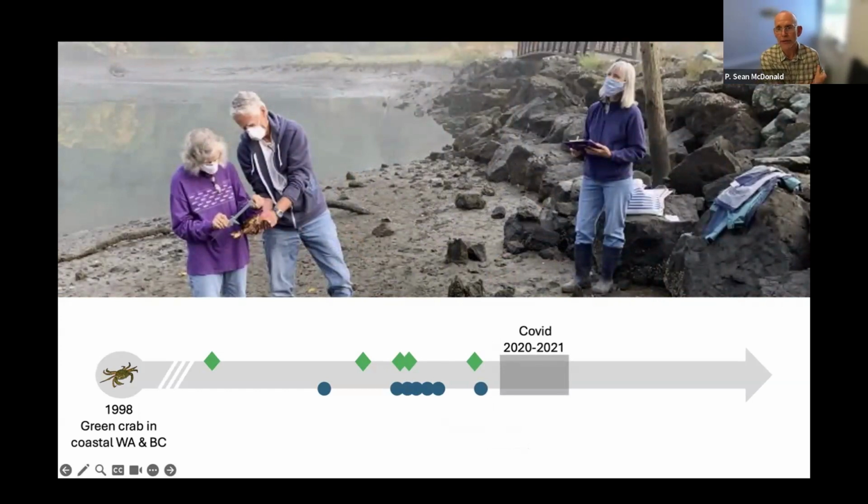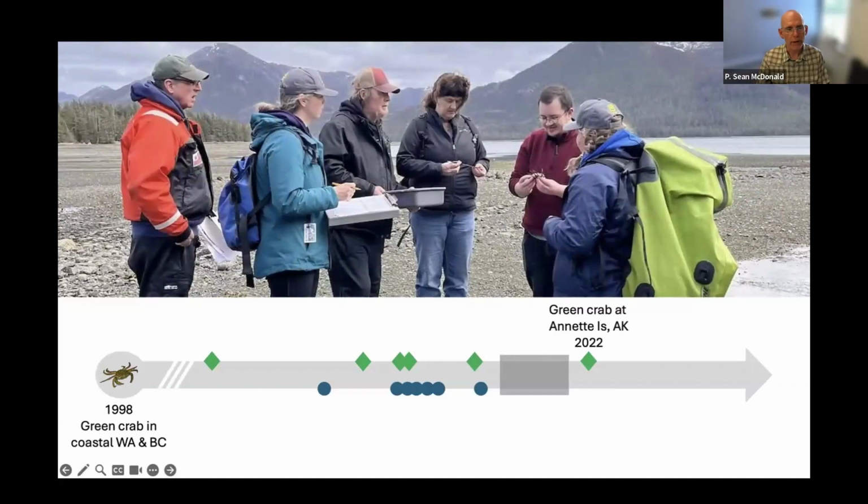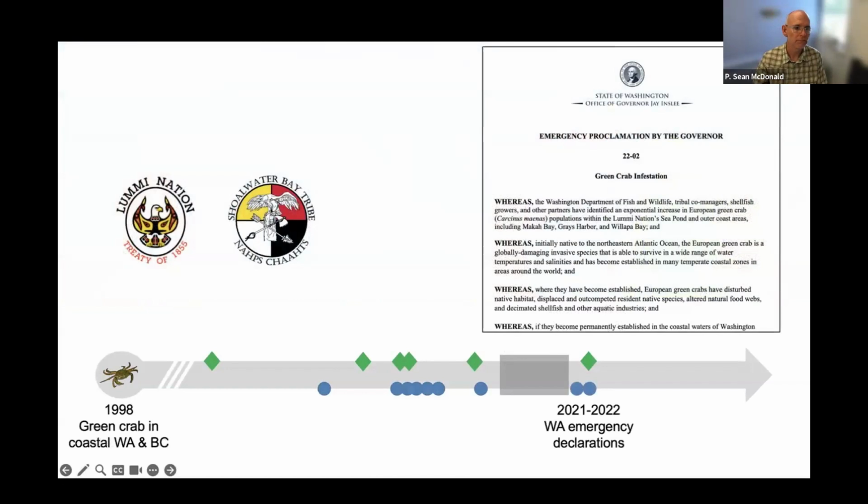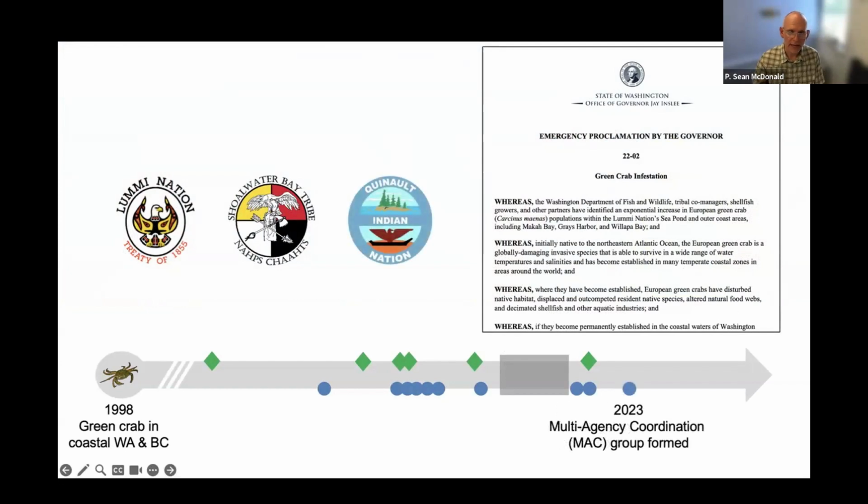This did impact transboundary cooperation somewhat because of restrictions, but work went on both sides of the border using our COVID protocols. And then I did want to point out that in 2022, green crab were captured at Annette Island in Alaska. So now we have not only a transboundary between Washington and BC, but also between BC and Alaska that we have to consider. In 2021 and 2022, that's when the emergency declarations took place. This was the Lummi Nation, the Shoalwater Bay Tribe, as well as the Washington Governor's Office. And because of that increased emergency effort, that's when we had the formation of the Multi-Agency Coordination Group, which, as I mentioned, DFO participates in.